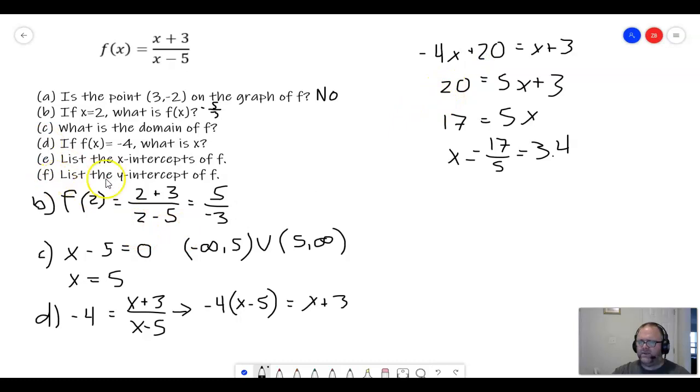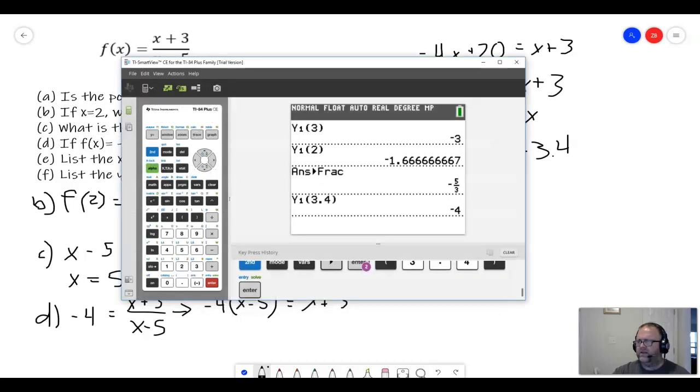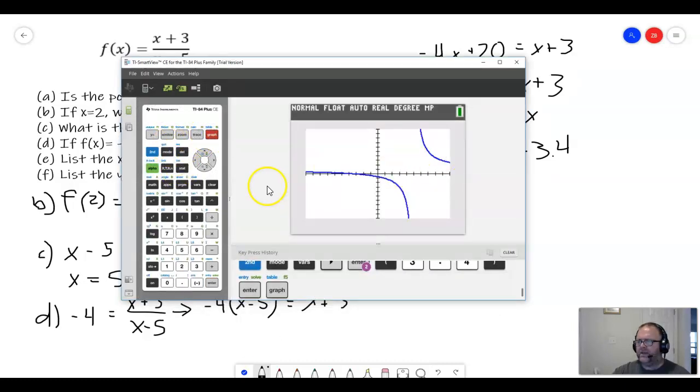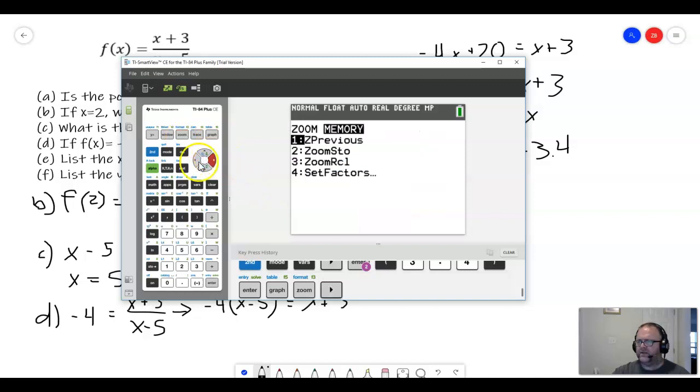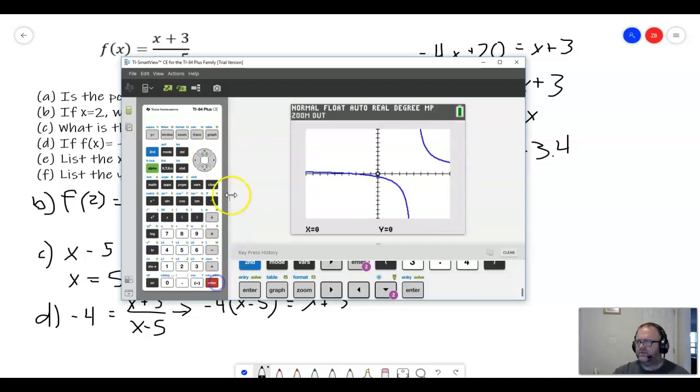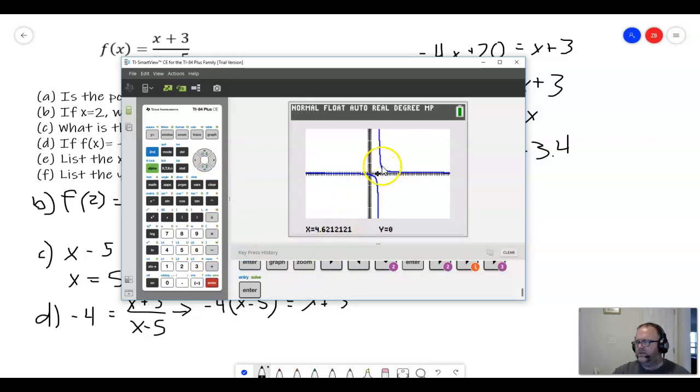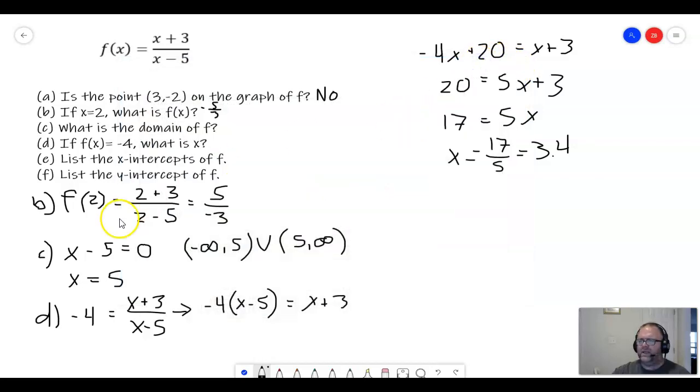All right, now the next one says list the x-intercepts of f, and once again, if we look at our graph, I just want to go ahead and zoom out a little bit. Let's center around here. It's kind of hard for me to tell, but it looks like it's only crossing in this one area here. So I'm expecting to just get one x-intercept. And to get the x-intercepts, what I do is I let my y equal 0.